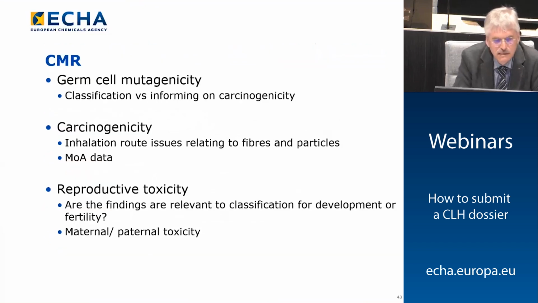With the CMRs, just very quickly a few points. Germ cell mutagenicity, the data can be used for classification for germ cell mutagenicity, but it can also be used to inform on carcinogenicity classification. For carcinogenicity, there are special issues in relation to inhalation route, in particular with fibers and particles.